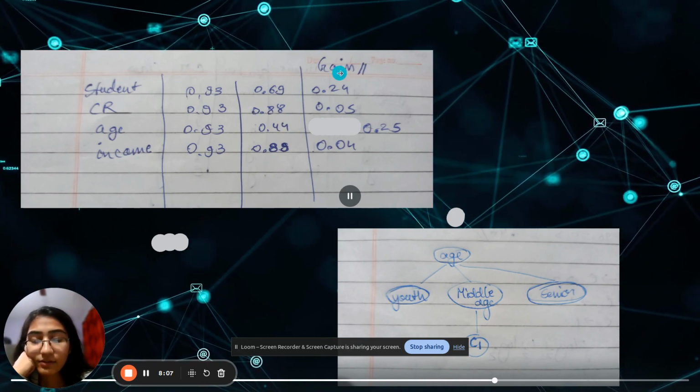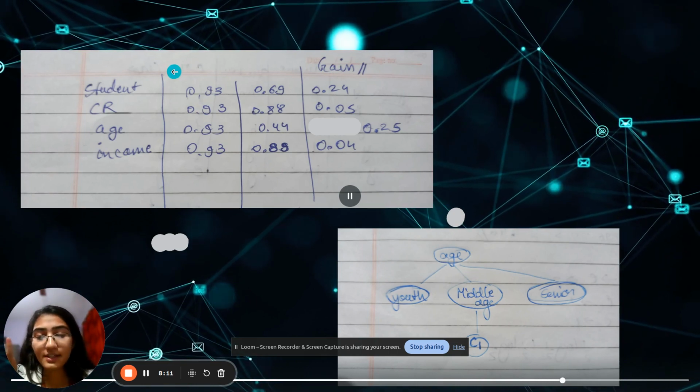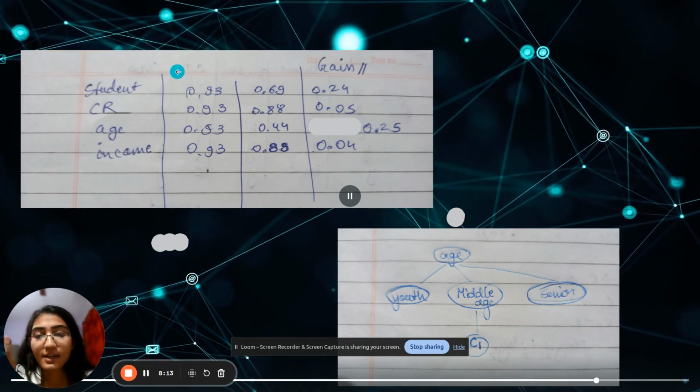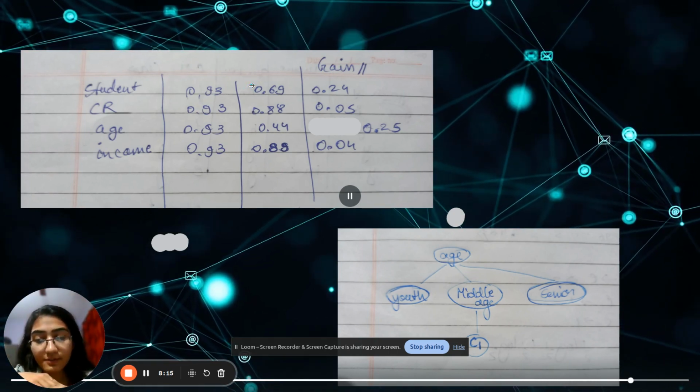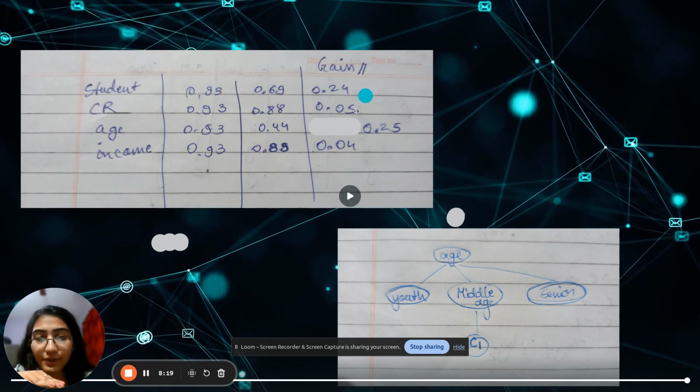And then gain, what is the gain? Gain is information before splitting minus information after splitting. So after subtracting them, we get 0.24, 0.05, 0.25, and 0.04. What we have to do is take the largest information gain as a node. So the largest information gain here is of age. So age will be our node.